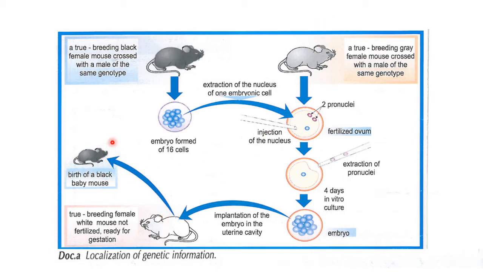The conclusion from this experiment is that the nucleus carries the genetic information. It means not the fertilized ovum and not the uterus. It is the nucleus that carries the genetic information. It means I take the nucleus from the black mouse crossed together from the embryo of this mouse. Thus I have black baby mouse. So the nucleus carries the genetic information.